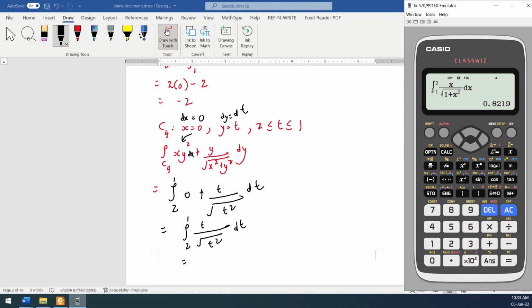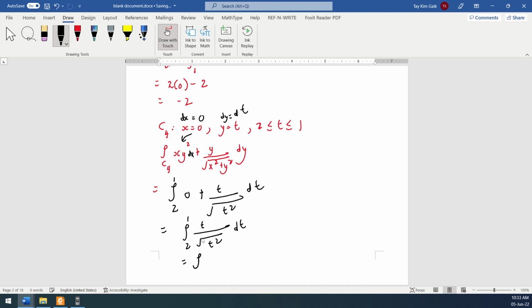Okay, same thing. Square root of t squared is t. So t and t cancel, because x is 0, you have square root of t squared is t, and t and t cancel, you have actually only dt. The answer is t from 1 to 2. So you got 1 minus 2, which is -1.